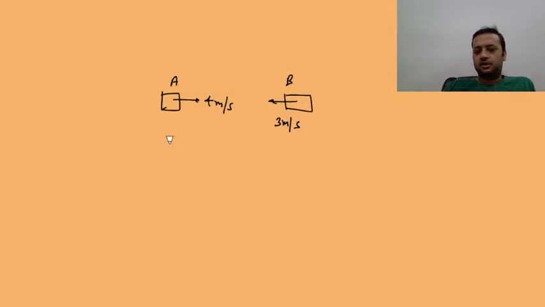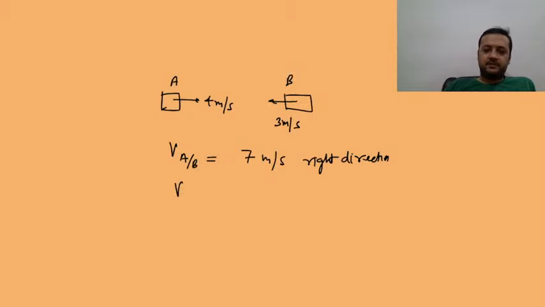So what is the velocity of A with respect to B? The velocity of A with respect to B is simply add it. So 4 plus 3, which is 7 meter per second in the right direction. Okay, you know this. And velocity of B with respect to A is 7 meter per second in the left direction. So that is how you find relative velocity. I'm sure you know all of this.